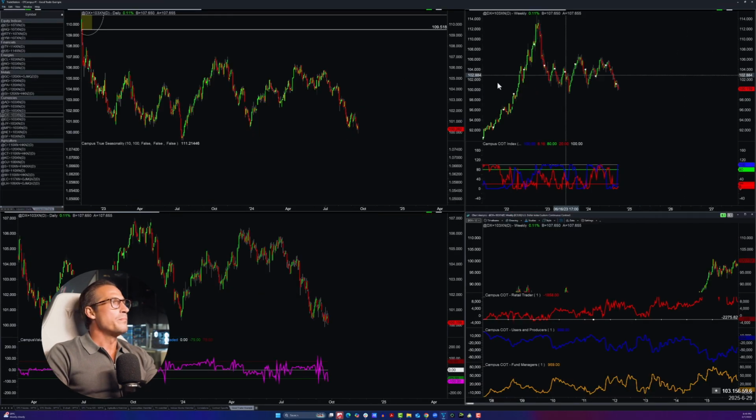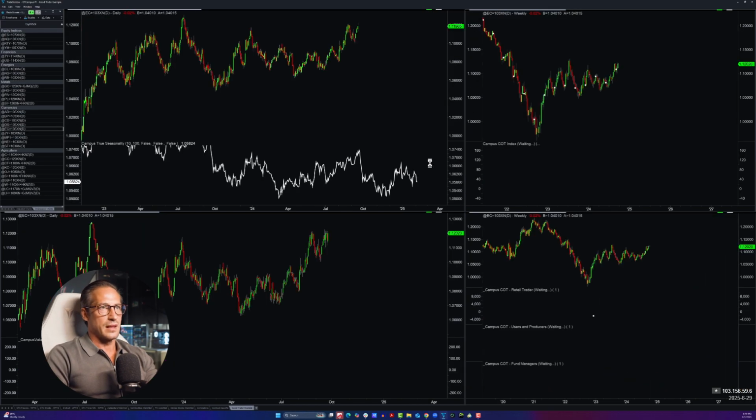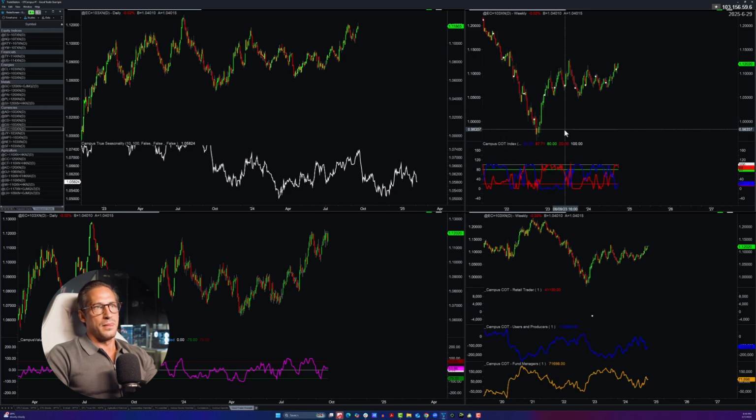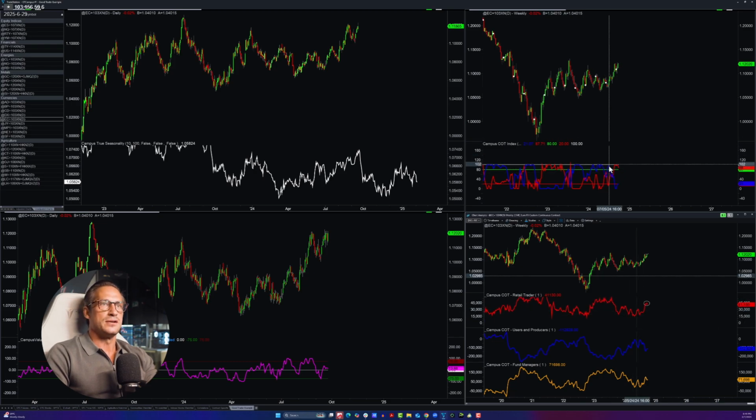Now let me go back to the euro. Now we could obviously also look at the COT index, but if we know that the retailers are very bullish, you see that here on the index itself as well. They are above the green horizontal line, so you know that they are very bullish as well. This is where we want to have them. But we analyzed that already on the COT net.